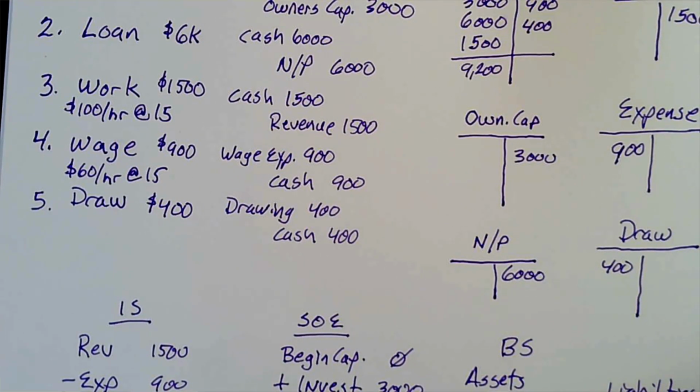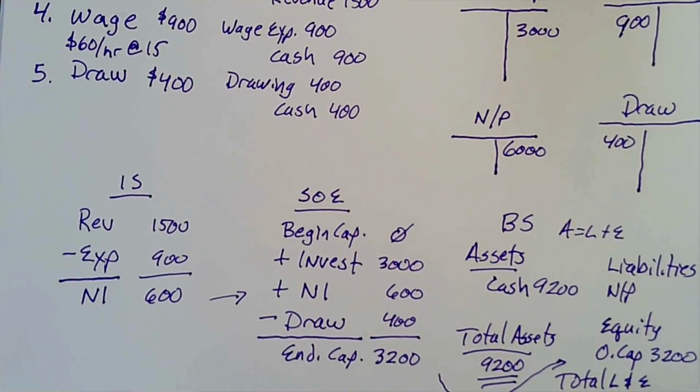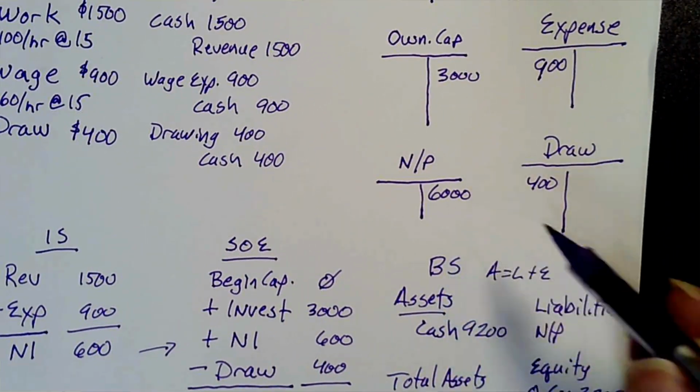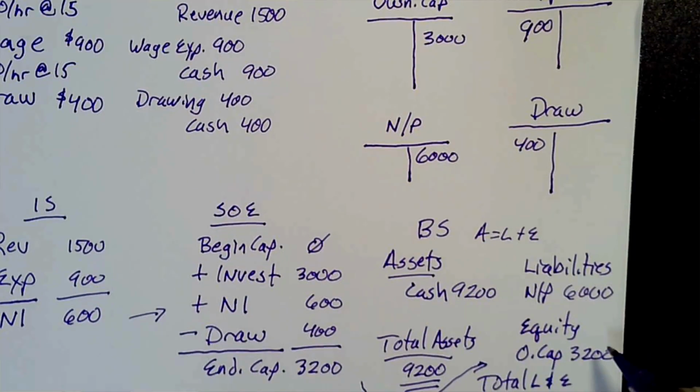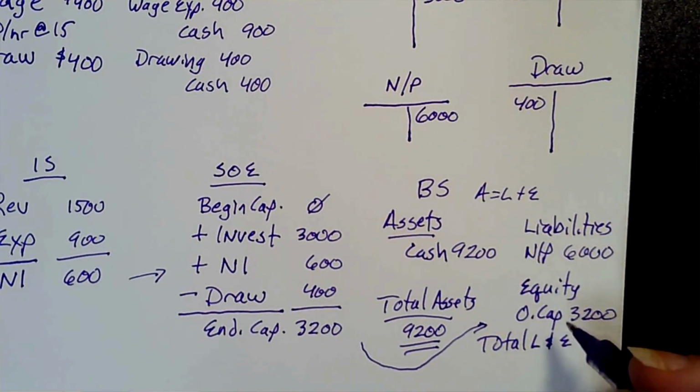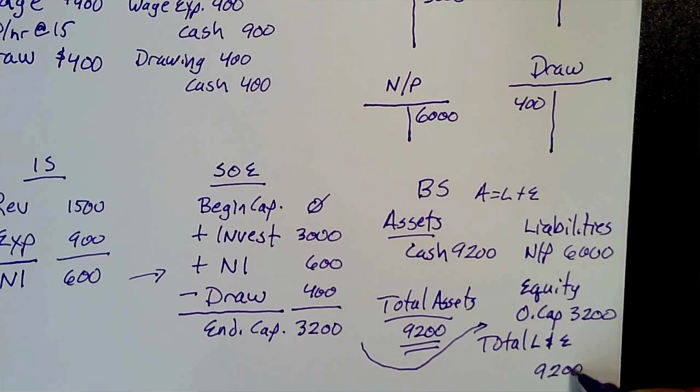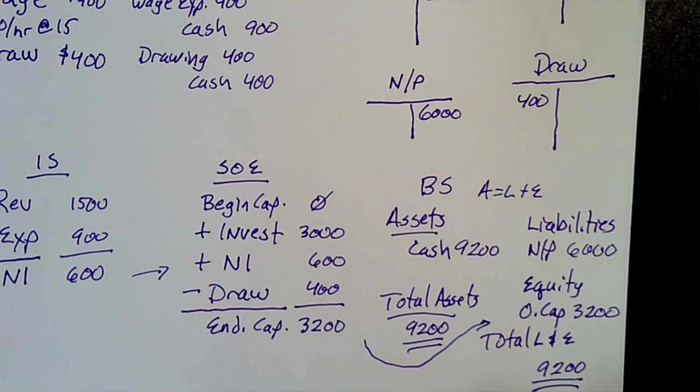That means total assets are 9,200. And remember, assets must equal liabilities plus equity. So the total assets are 9,200. What is our note payable? Our note payable is 6,000. And so you see 6,000 plus 3,200. Our total liabilities plus equity is also 9,200. So that makes sense. Our balance sheet works, and our income statement and statement of owner's equity all flow through from one to the other.